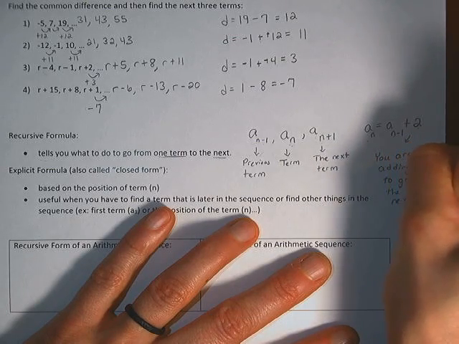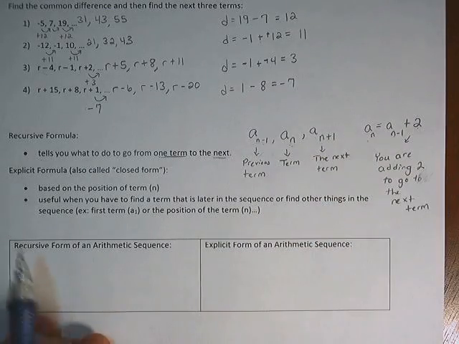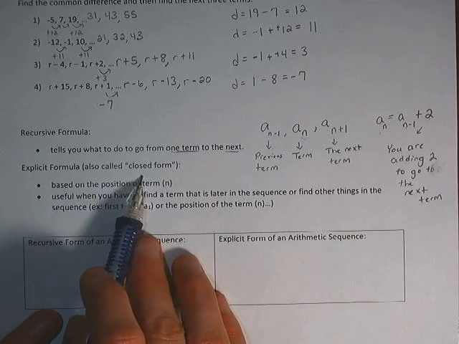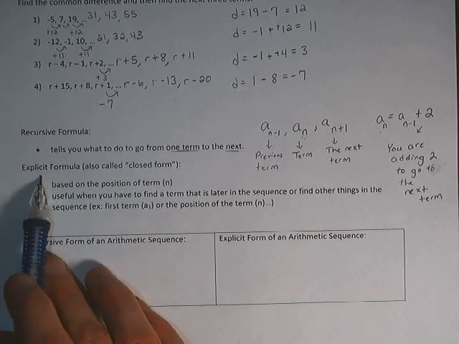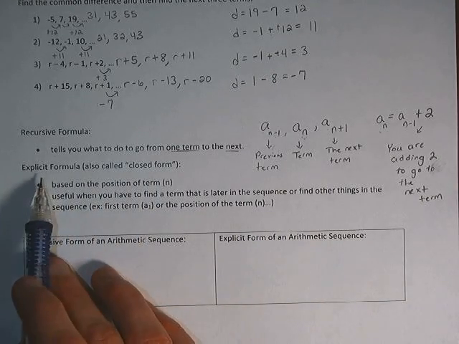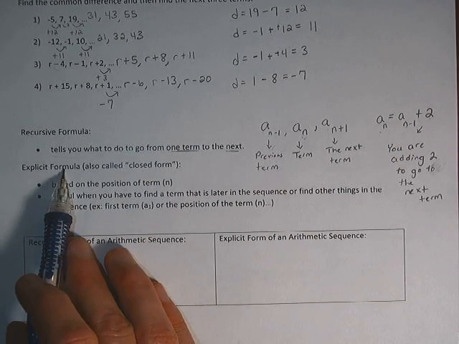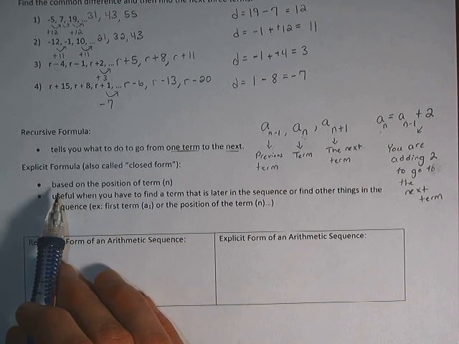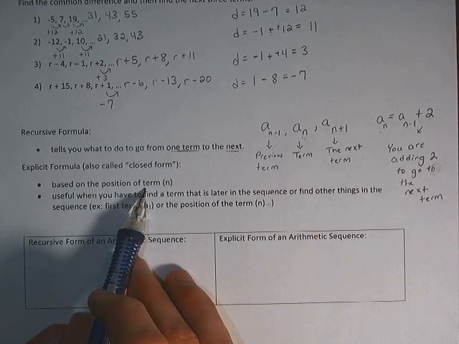Okay, so that's recursive. Now, explicit form is a little different, and it's also sometimes called closed form, so you'll need to make sure you're aware of that because I'm not sure how you may see it in the future, okay? But explicit form of a sequence is very different, and a lot of times it's a little bit different than how we think, and the reason for that is because it's actually based on the position of the term.